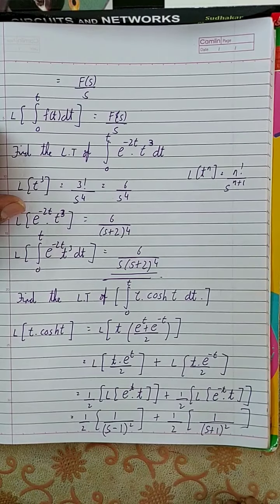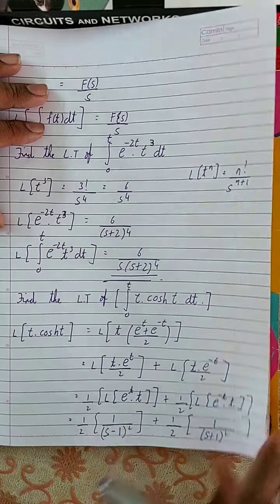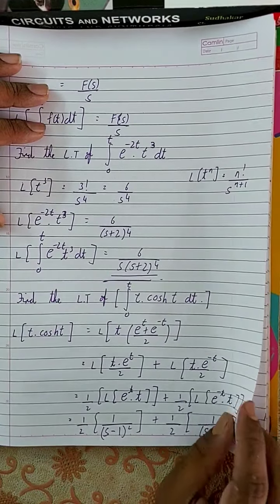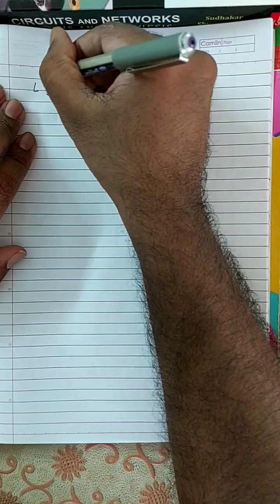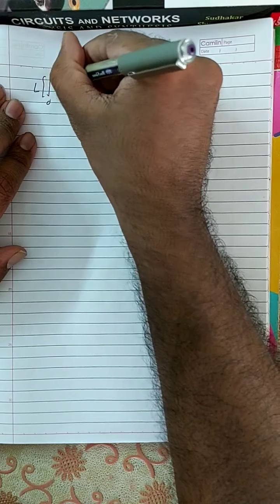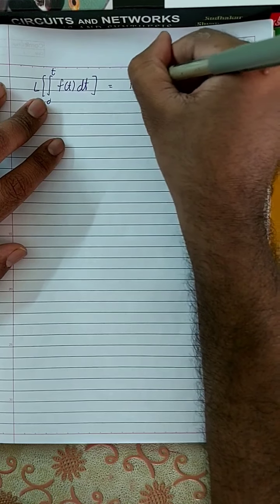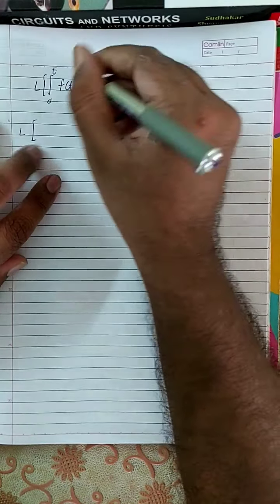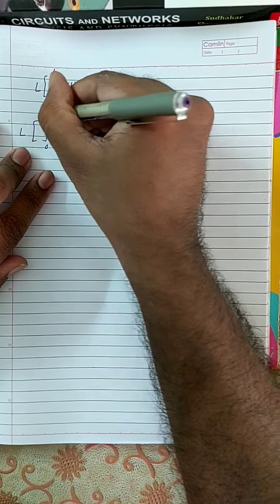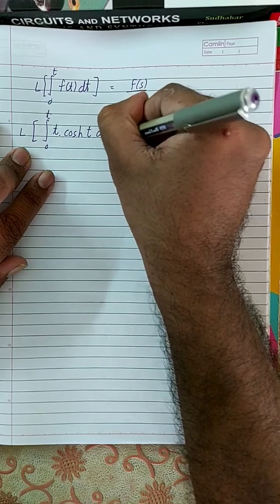So now I found the Laplace transform for this, and the answer is very easy, right? Simply divide this entire equation by s. That's your answer. The Laplace transform of integral 0 to t of f of t dt is actually equal to F of s by s, right? So therefore, the Laplace transform of integral 0 to t of cos ht dt is equal to, divide this whole thing by s.